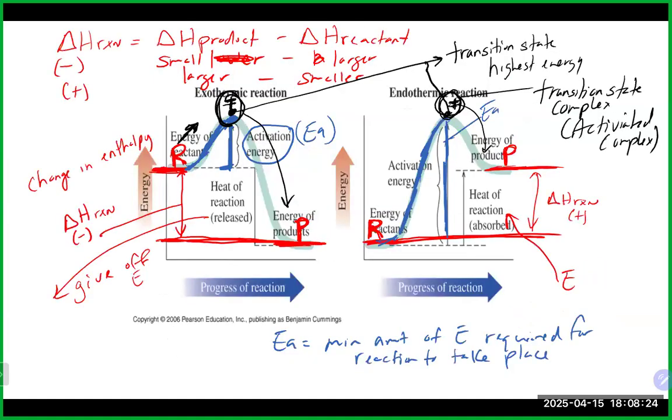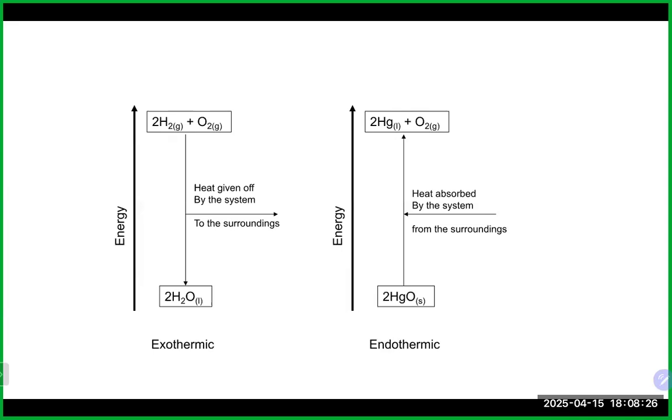All right, so here are some other energy diagrams. Again, here the formation of liquid water from hydrogen gas and oxygen gas is exothermic. It's going to release that energy to the surroundings. The decomposition of mercury oxide into mercury and oxygen is an endothermic reaction, which takes a little bit more energy to do so.